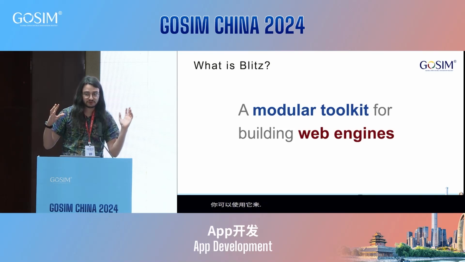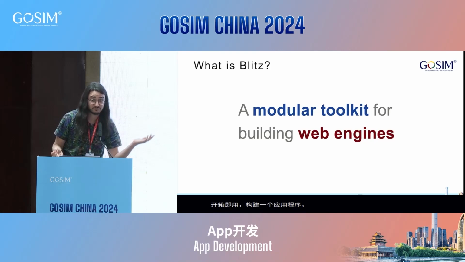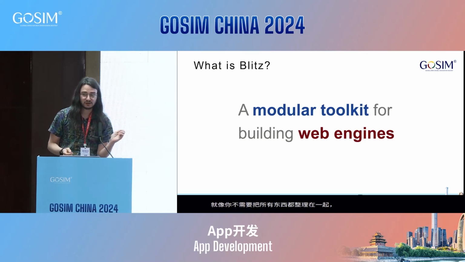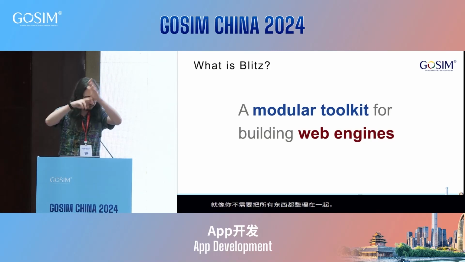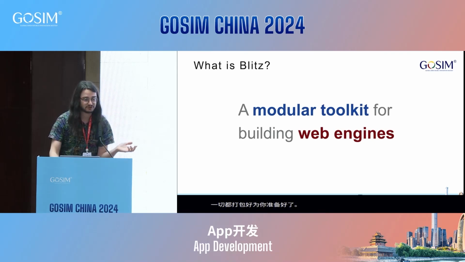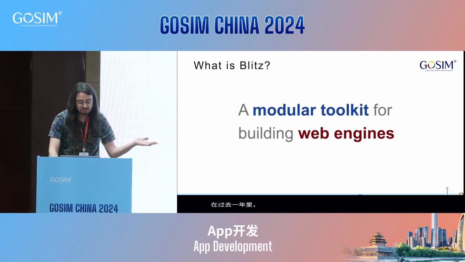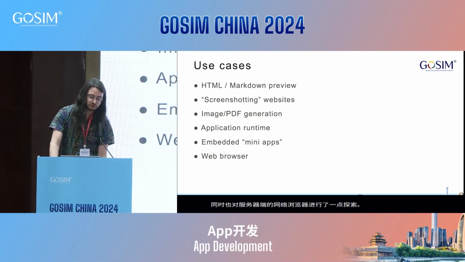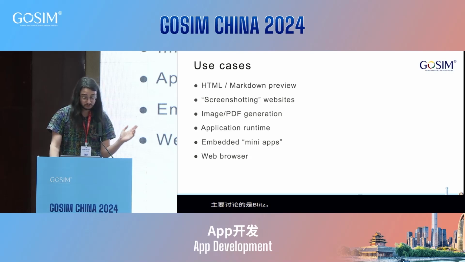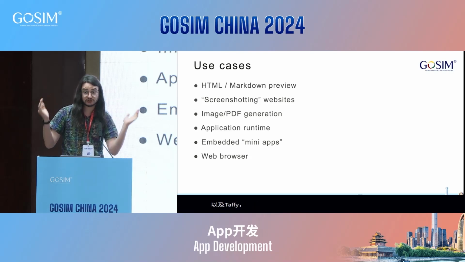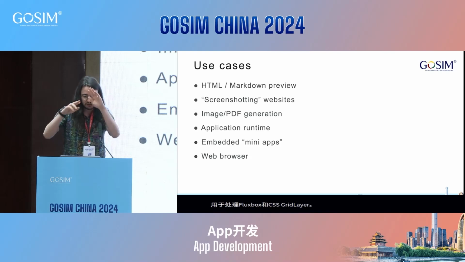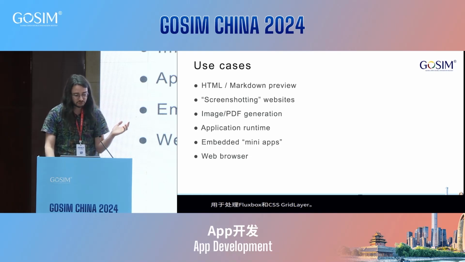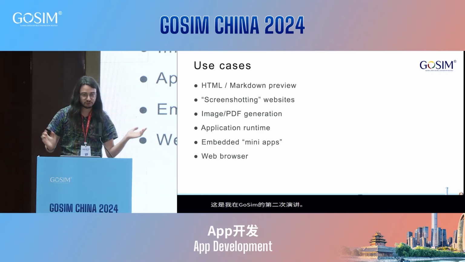So you give it some HTML, or maybe even some Markdown, and you give it some CSS, and it will render this, and you can interact with it. It doesn't do JavaScript currently, although that could be added later. So you can use Blitz for previewing HTML or Markdown files. You can use it for creating a screenshot of a website, or just an HTML snippet. You can use it for generating an image or a PDF.